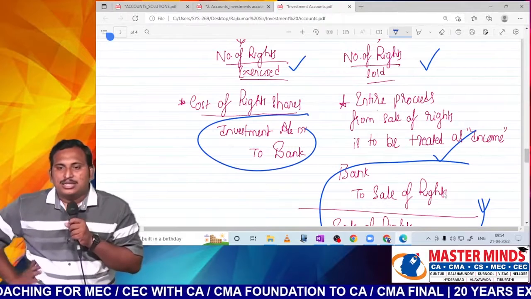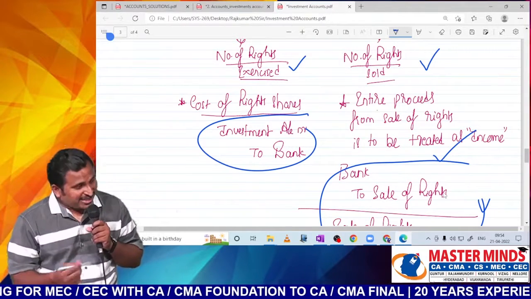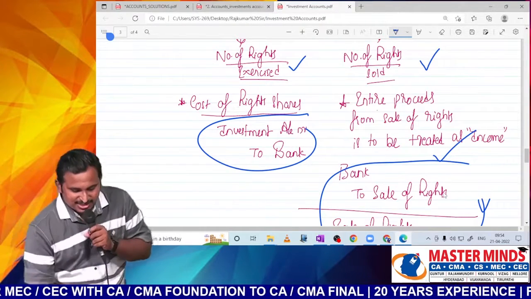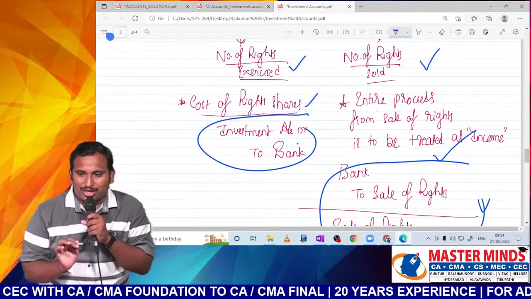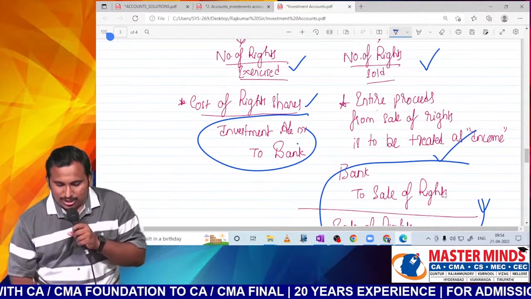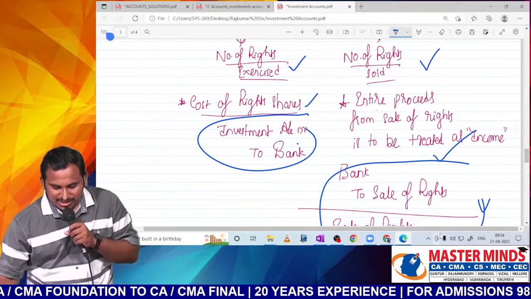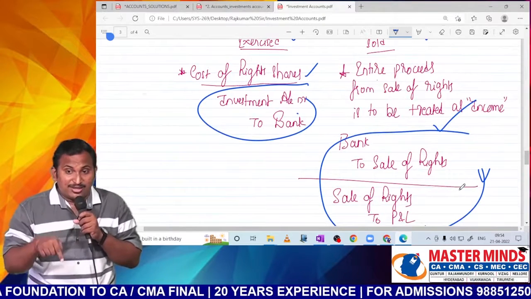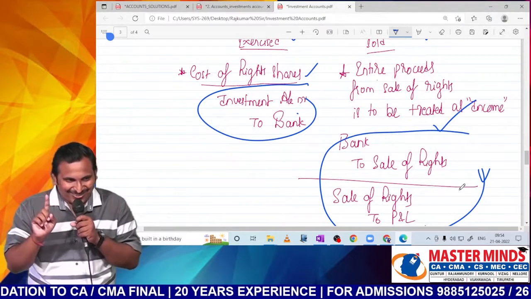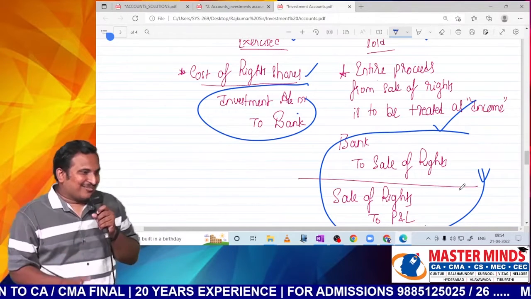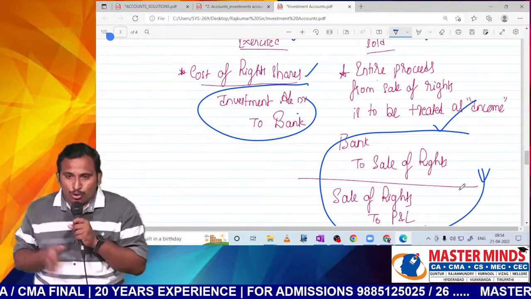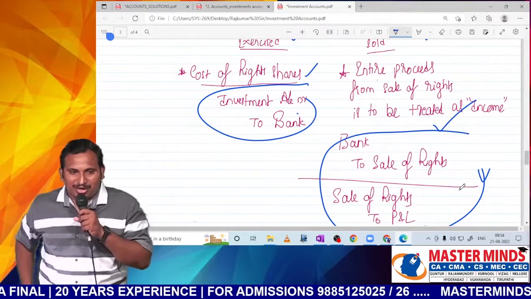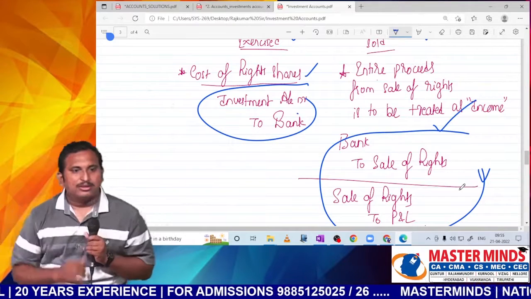That's all over. Sir, if rights is exercised, you will get rights shares. For that, what is the cost? Investment account at to bank. If rights are sold, simply you will write bank to sale of rights to P&L as a working note, not in the investment account, because nothing should be written in investment account. Simply we will write as a note that entire sale proceeds from rights to be transferred to P&L. Sir, clear?